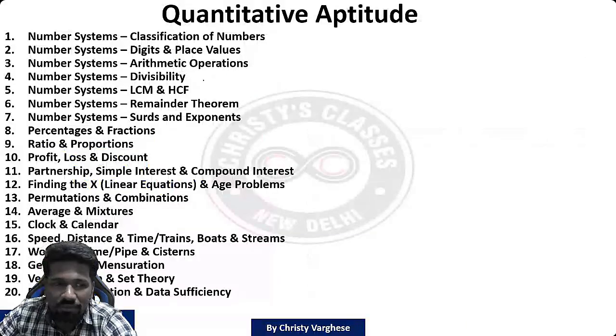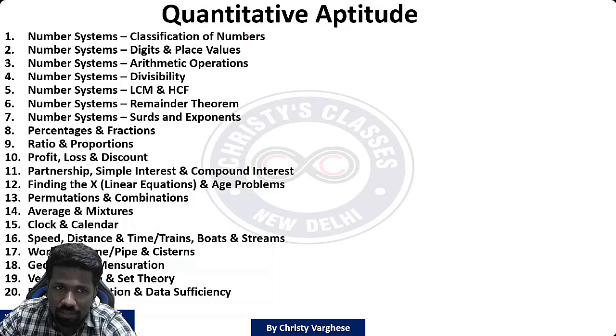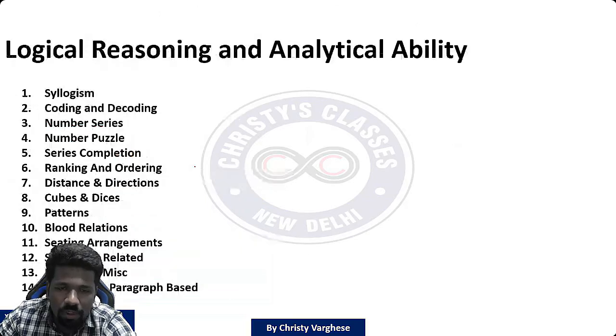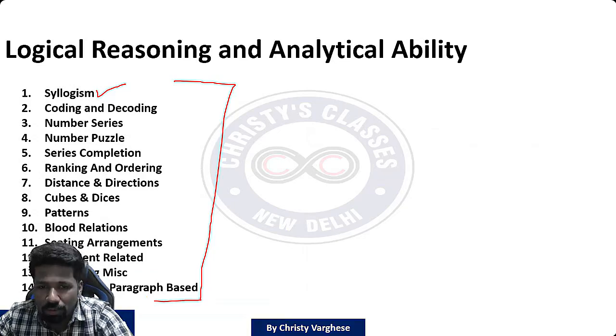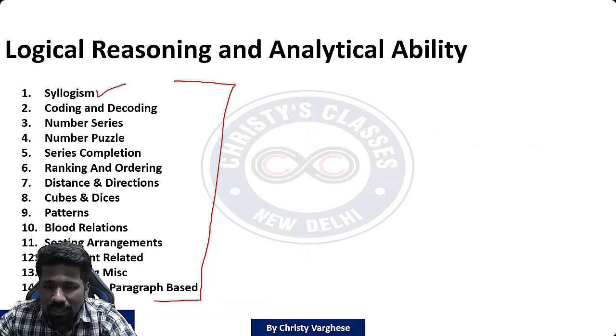Reasoning topics means, I will give you a full list. These are the quantitative aptitude topics: number system, unit, percentage, fraction, ratio, proportion, profit, loss, discount, interest, compound interest, simple interest, etc. These are the reasoning topics: syllogism, blood relation, ranking and ordering, cubes and dices. These are areas which are a little easier for non-math background students.